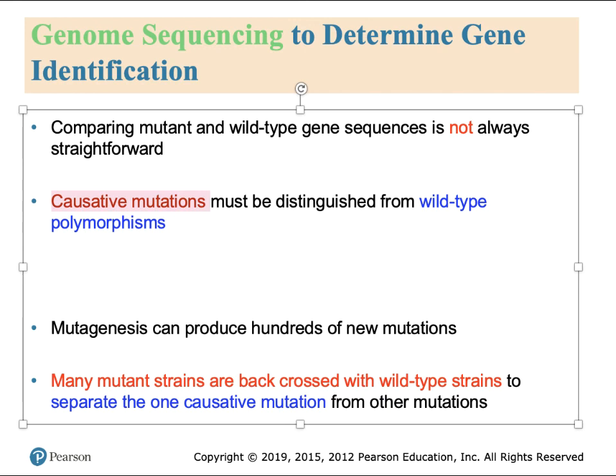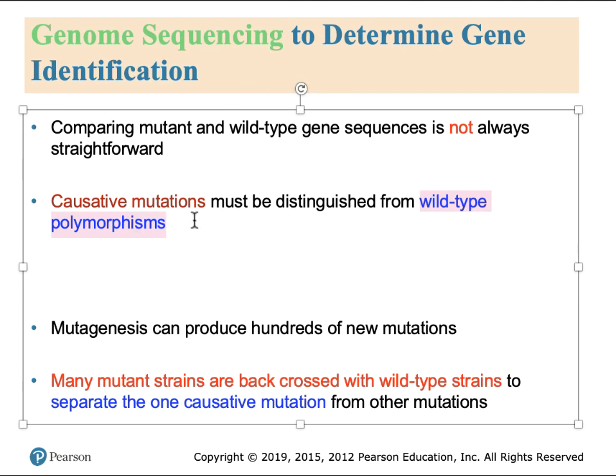One has to discriminate between wild-type polymorphisms, these are natural polymorphisms of a gene that exist in the population, and the link between the mutation and the phenotype. So these are causative mutations versus wild-type polymorphisms. How do you know which one is which when you are sequencing a gene?